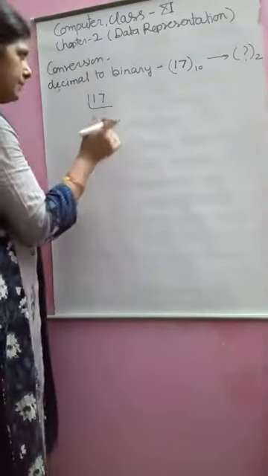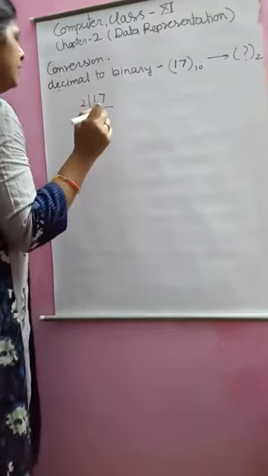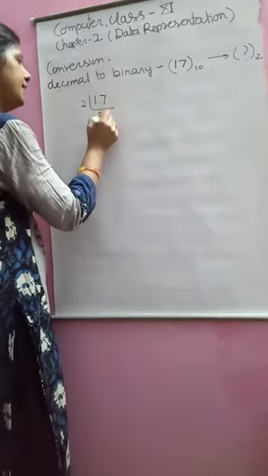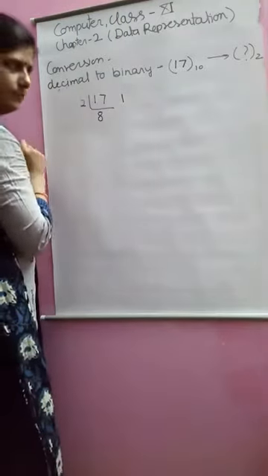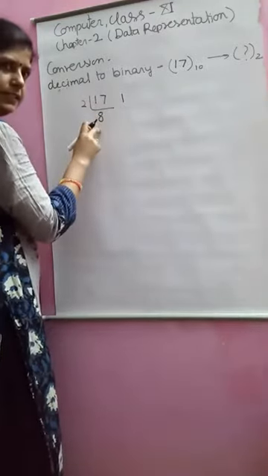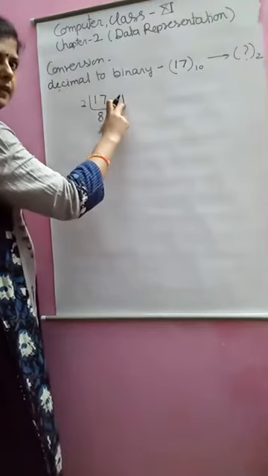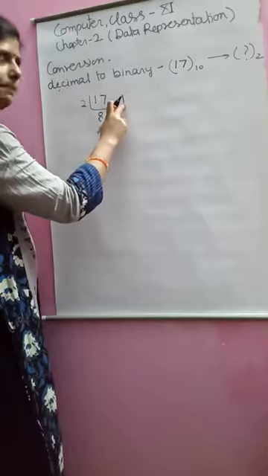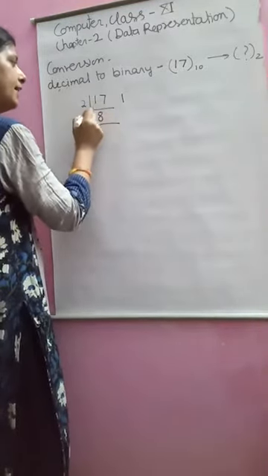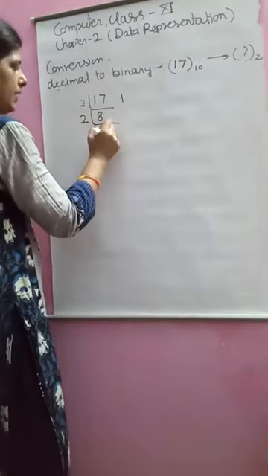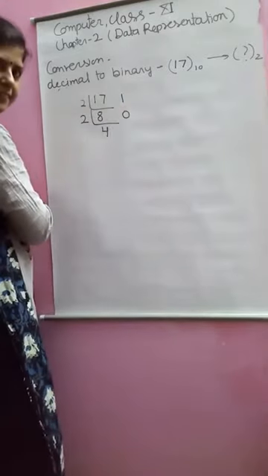Okay, take an example. 17 divided by 2. It will divide up to 8 and leave a remainder of 1. 2 times 8 is 16, so 16 divides completely and it will leave a remainder 1. Then again divide 8 by 2. It will divide 4 times and will leave no remainder.